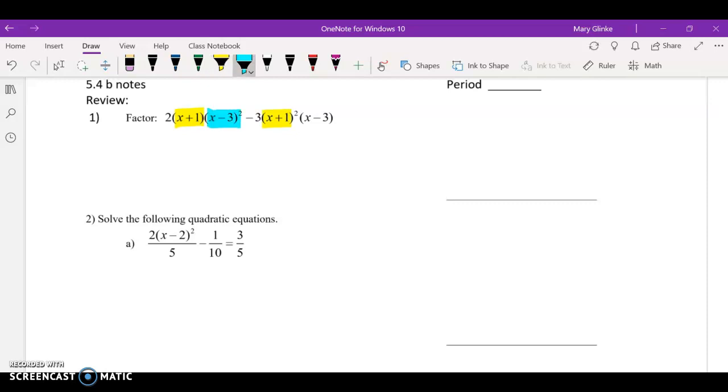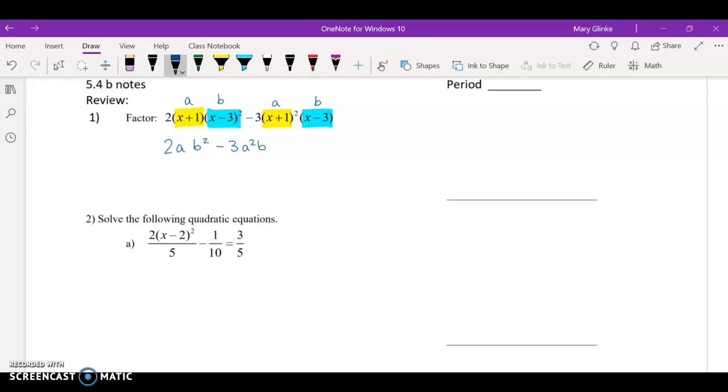So looking at this one here, we have these two different terms, x plus 1, which I'm going to let be a, and x minus 3, which is going to be b. So I have 2ab squared, which would be my first expression if I plug in a for x plus 1 and b for x minus 3. And then for the next one, it would be minus 3a squared b.